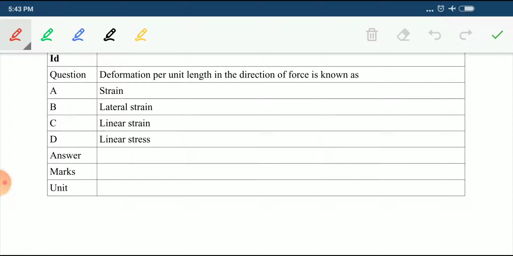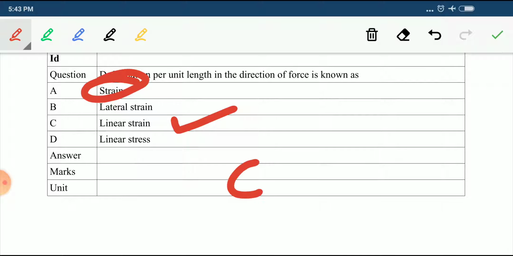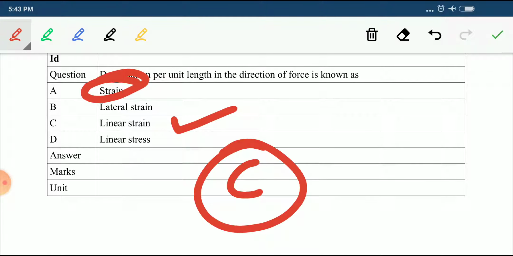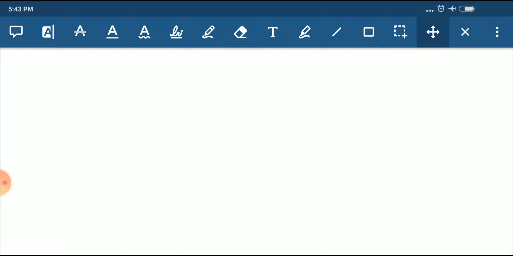Deformation per unit length in the direction of force. What is the meaning of this? Which is the definition for this? The deformation per unit length in the direction of force is called linear strain. Strain means, as you already know, change in length by original length. According to that, in the direction of length it will be the linear strain. So answer C is the correct answer for this question. Next.